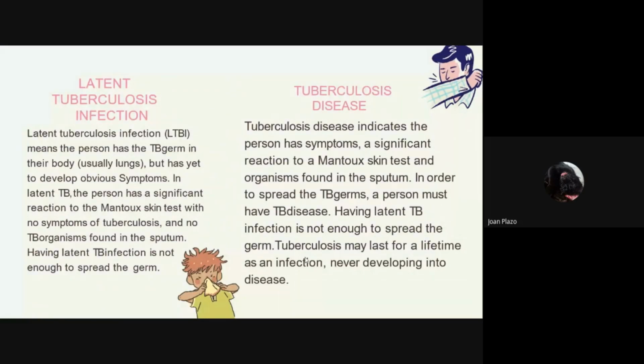Latent tuberculosis infection. Latent tuberculosis infection or LTBI means that a person has the TB germ in their body, usually in the lungs, but has yet to develop obvious symptoms. In latent TB, the person has a significant reaction to the mantoux skin test with no symptoms of tuberculosis and no TB organism found in the sputum. Having latent tuberculosis infection is not enough to spread the germs.